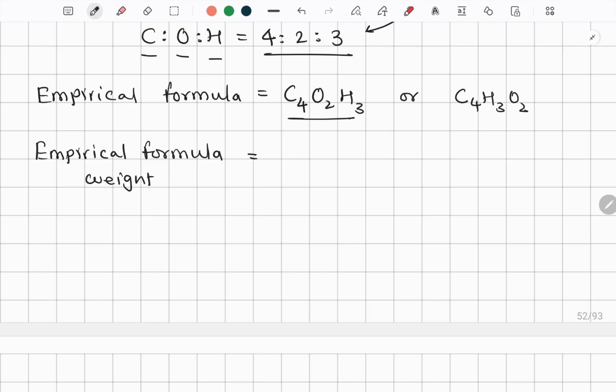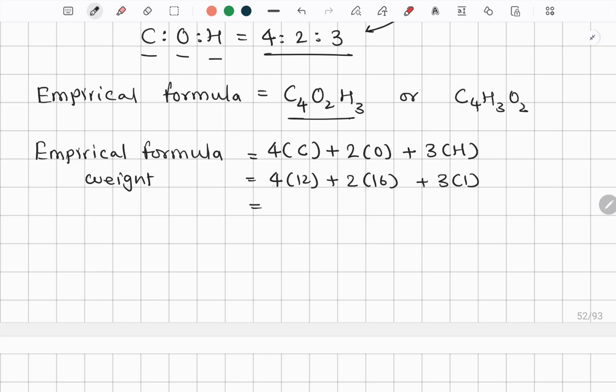So how many carbon atoms are there? 4. So 4 into 12, as the atomic weight of carbon is 12. Let me write it down like this: 4 into C, plus 2 into oxygen, plus 3 into hydrogen. The atomic weight of carbon is 12, so 4 into 12. The atomic weight of oxygen is 16, so 2 into 16. What is the atomic weight of hydrogen?